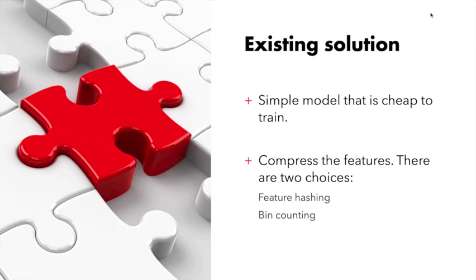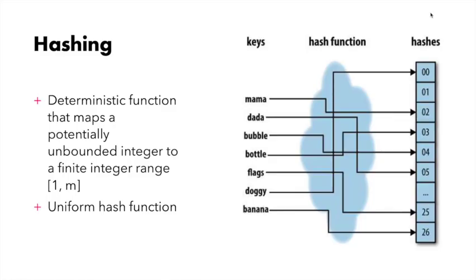Feature hashing, which is popular with linear models, and bean counting, popular with both linear models and, for example, trees. And as we see, they all have pros and cons. So let's discuss the solutions first, and then we're going to get to the trade-offs. So let's start with the feature hashing.